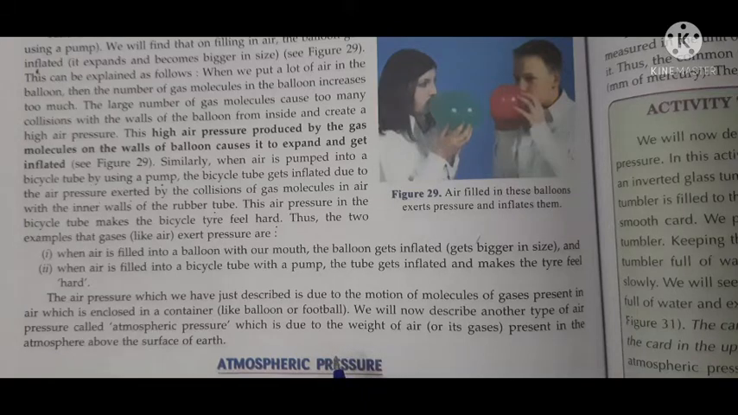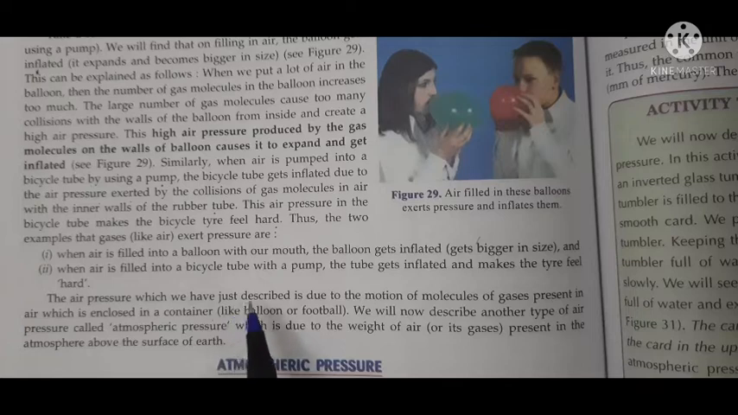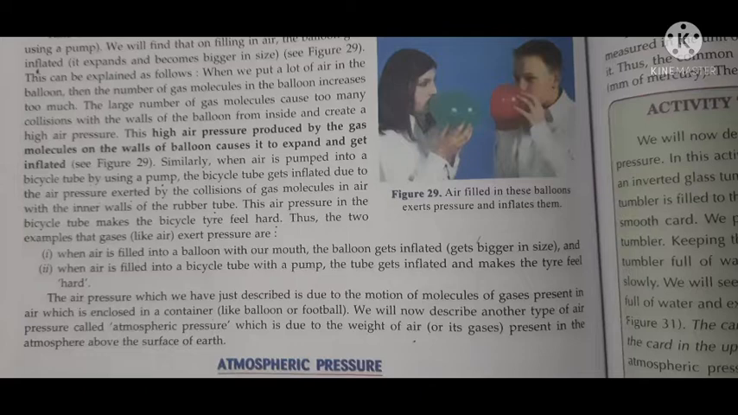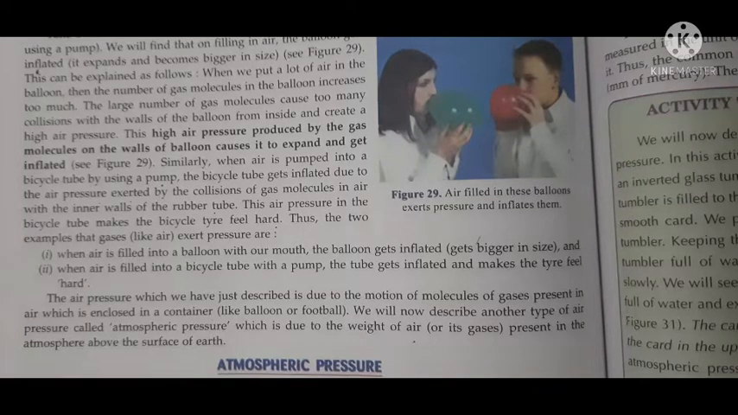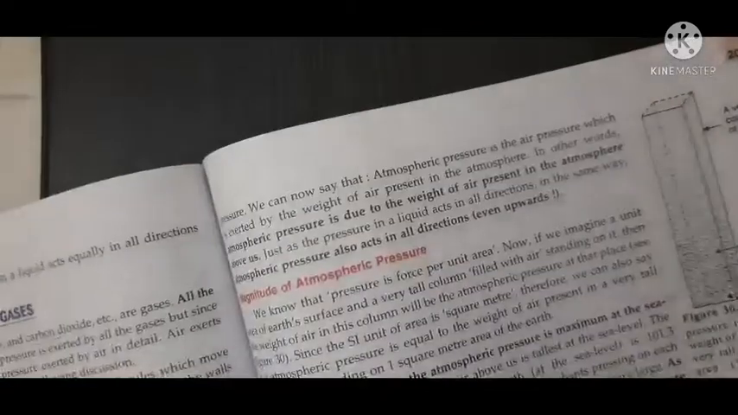What is atmospheric pressure? Now, what we have discussed is the pressure of the air in enclosed containers, the containers which are closed, like a balloon, a football, a bicycle tube. Now we will discuss the pressure of the air called atmospheric pressure, which is due to the weight of the air present in the atmosphere. Okay, so till now we discussed the air pressure in enclosed containers, but now we will discuss the pressure or the weight of the air present in the atmosphere above the surface of the earth. Okay, so we will stop till here.